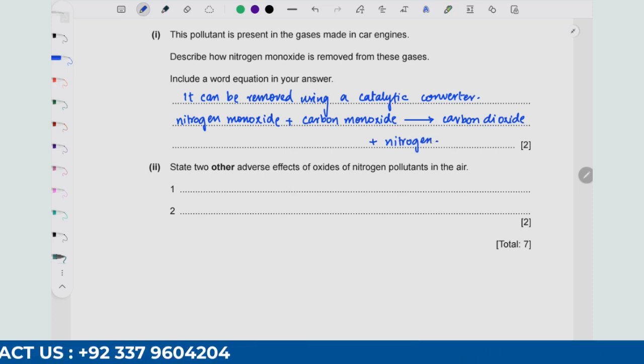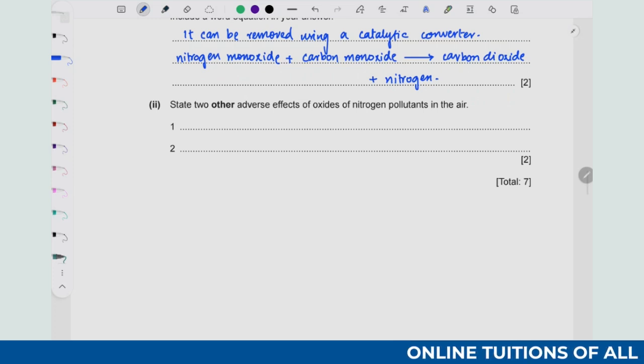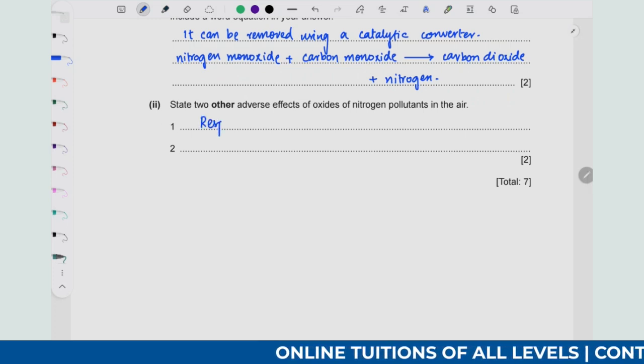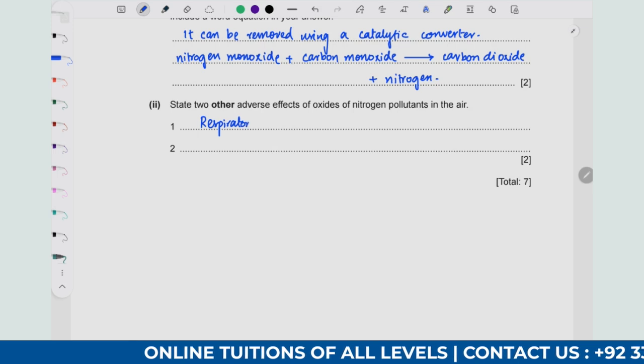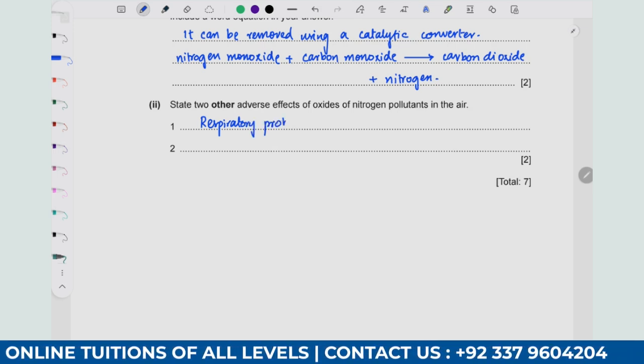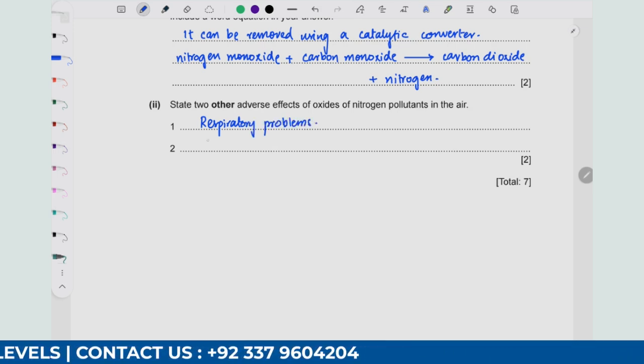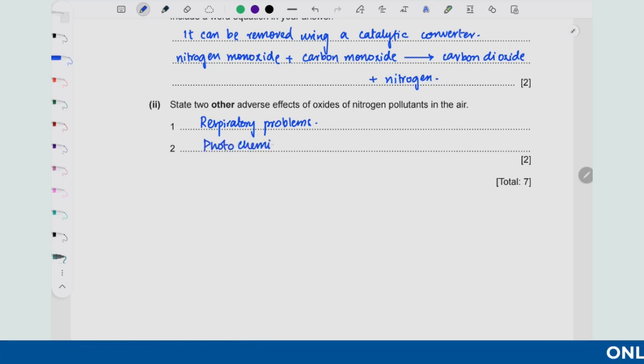Part 2 is saying state 2 other adverse effects of oxides of nitrogen pollutants in the air. So we know that oxides of nitrogen can cause respiratory problems, as well as they create photochemical smoke. That would be it.